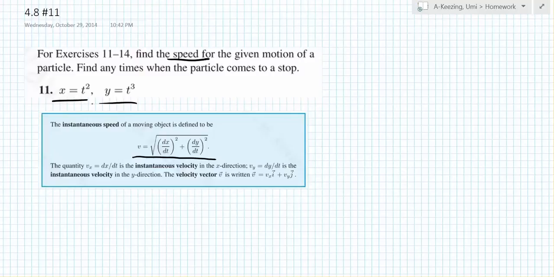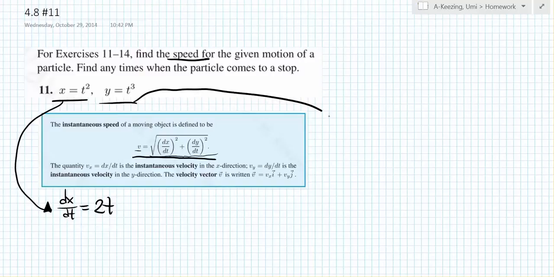So we see that we need v equals root dx dt squared plus dy dt squared. Therefore, we have to find dx dt and dy dt. So we can find that from number 11. So dx dt equals, and then since x equals t squared, dx dt equals 2t, and since y equals t cubed, dy dt equals 3t squared.